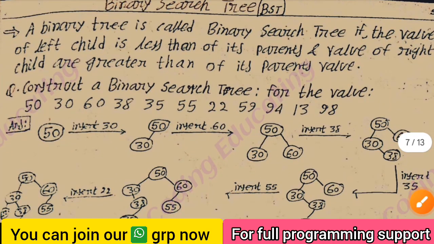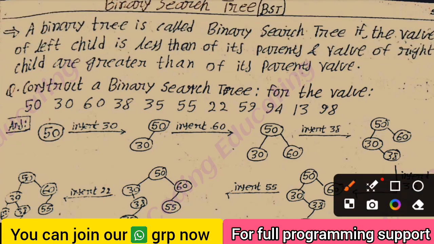At this time we are discussing the binary search tree, that is called BST. A binary tree is called a binary search tree if the value of the left child is less than its parent, and the value of the right child is greater than its parent. Then we can say this is a binary search tree or BST.